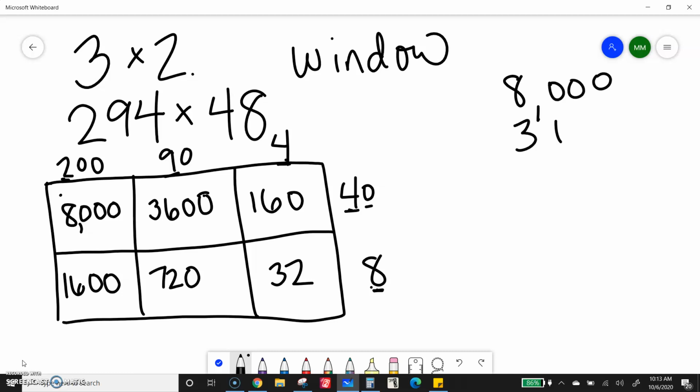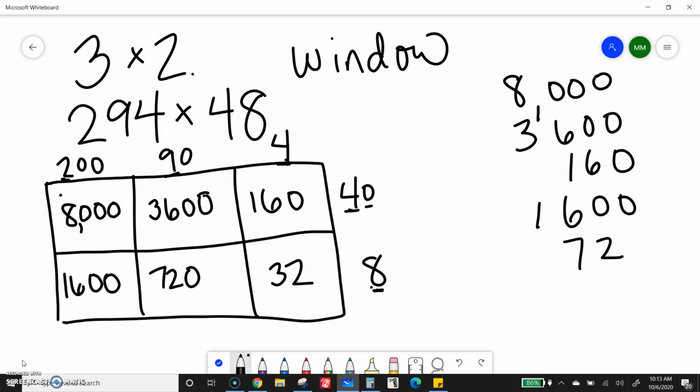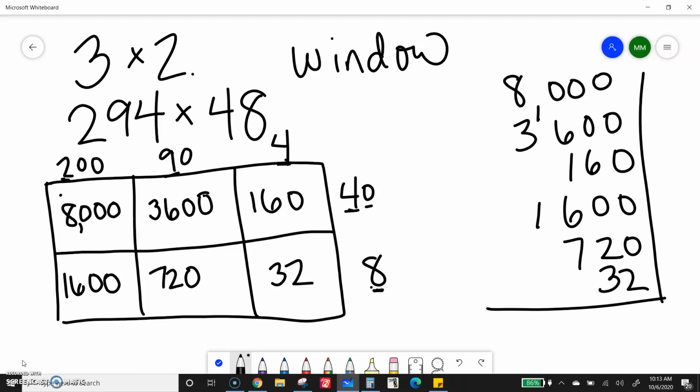8,000, 3,600, 160, 1,600. Just be careful that you're writing them correctly and lining them all up at the right side. If you have notebook paper and you write it vertically, if you turn your notebook sideways and use those blue lines, that can help you if you have trouble lining it up.